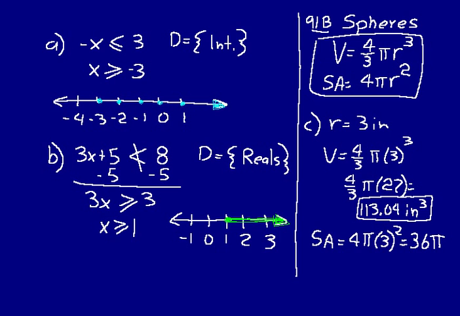113.04 again. So the number is not the most important thing, though, right? That doesn't mean that those are equal things. They're totally different things. One of them is volume, one of them is surface area. 113.04 inches squared. So that's the answer there.